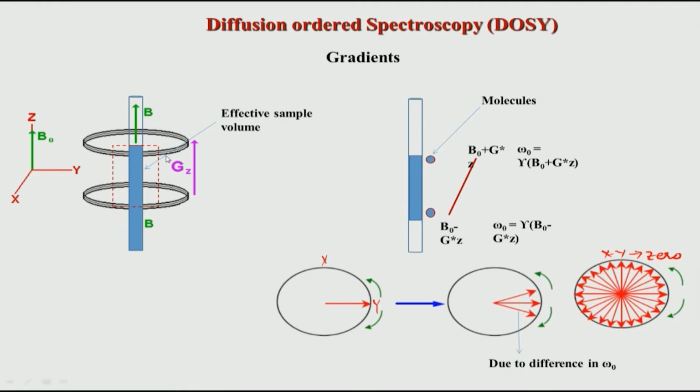So, they are not very long, they are short in time. So, we use the word gradient pulse. So, we say pulse field gradients. This is the typical terminology used when we describe gradients. So, now let us see how all this is connected to DOSY.